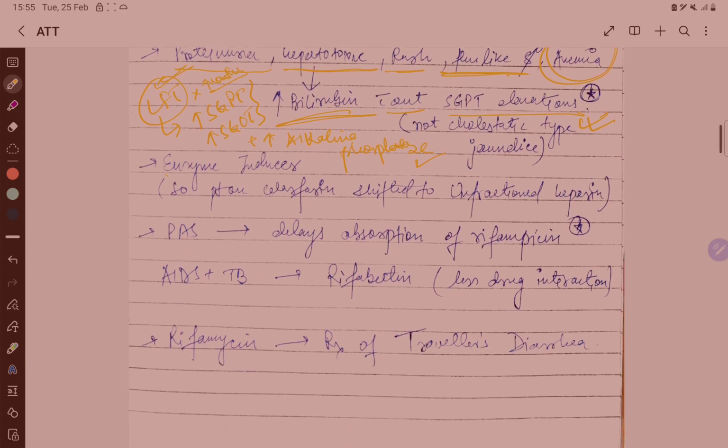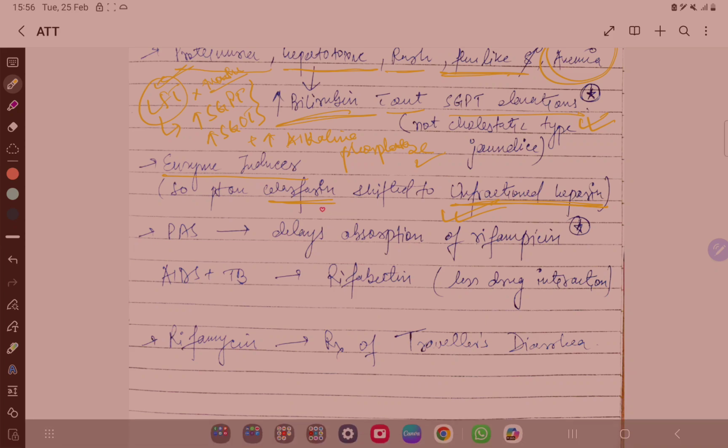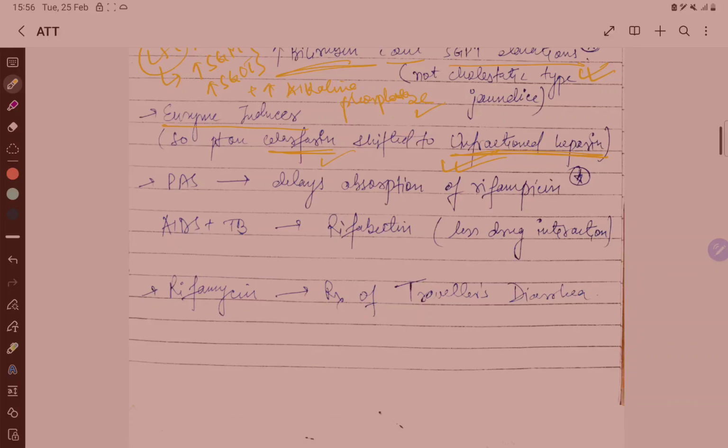Now rifampicin is an enzyme inducer, so a patient on warfarin is shifted to unfractionated heparin. Now PAS, para-aminosalicylic acid, was there in the TB drugs, but when it is given with rifampicin, it delays the absorption of rifampicin. It is a very important drug interaction.